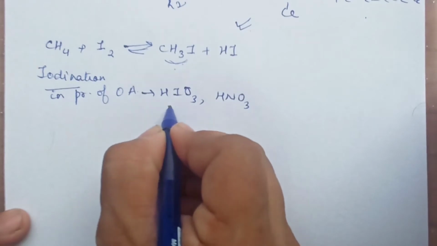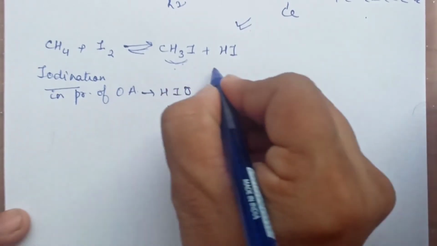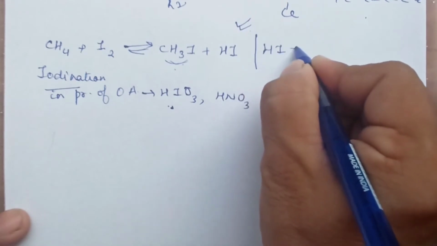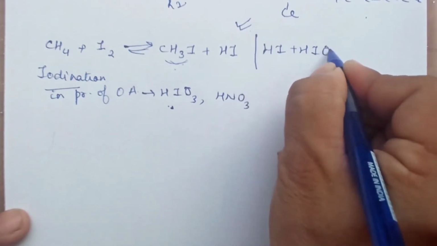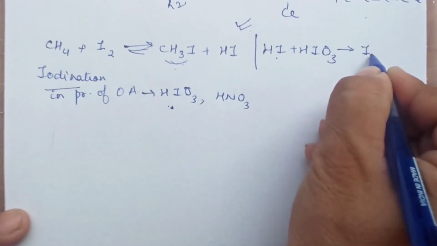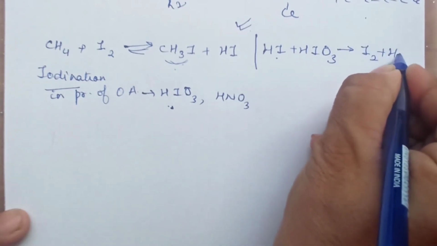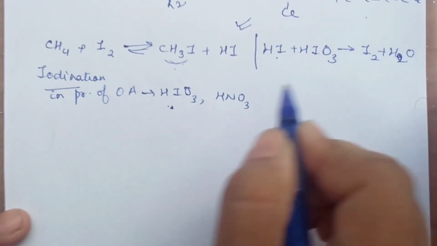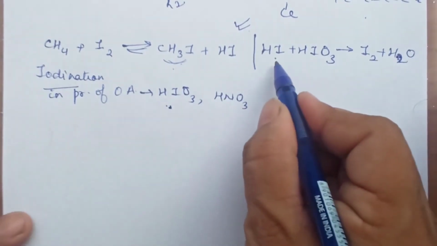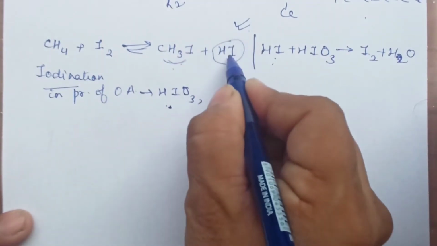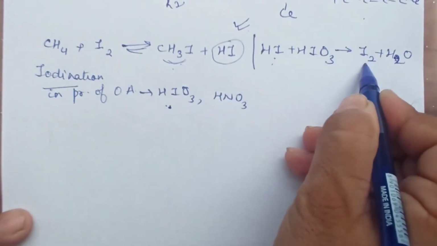So what will this oxidizing agent be doing? It will be oxidizing that HI and will result in the formation of iodine. So what it is doing? The oxidizing agent is removing the product. The product is being removed and it is generating the reactant.